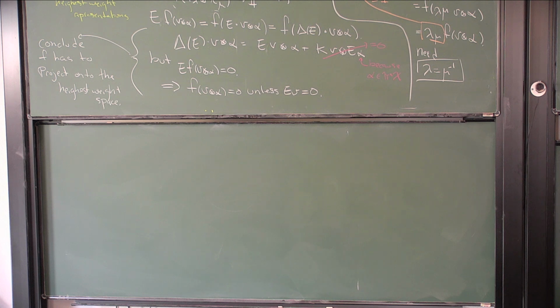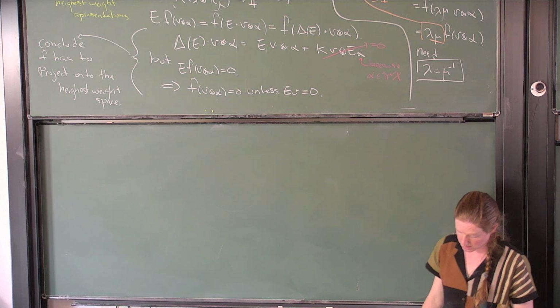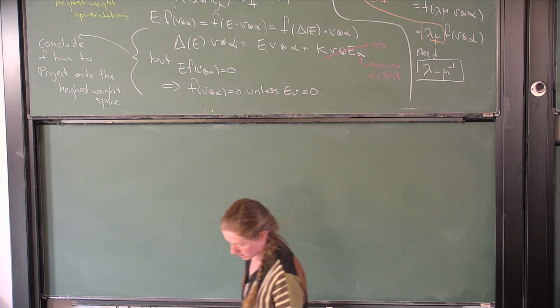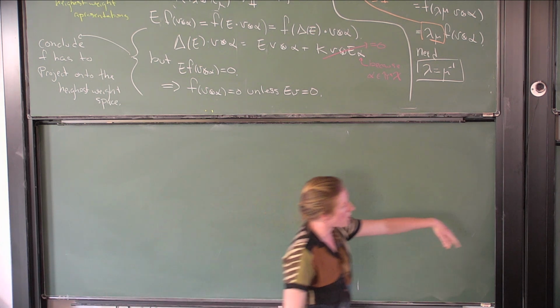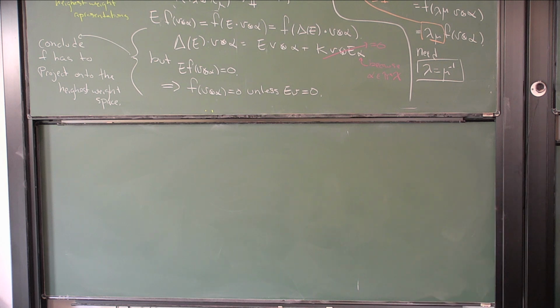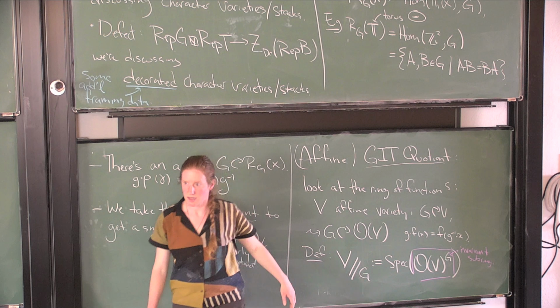I mean, it needs to take the quotient, but representation variety is already affine. So why do you say take a GIT quotient? I'm giving the definition in the affine version because that's what we need.